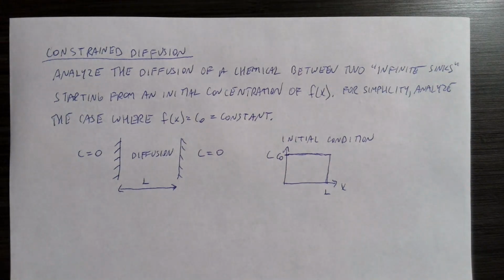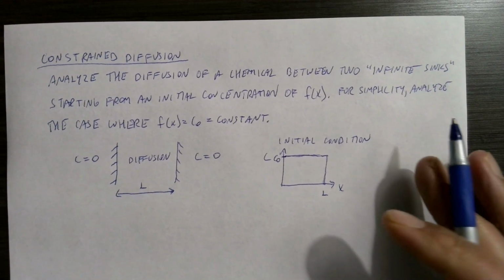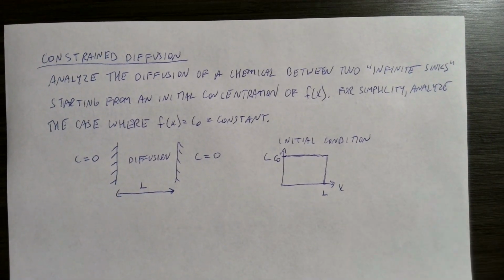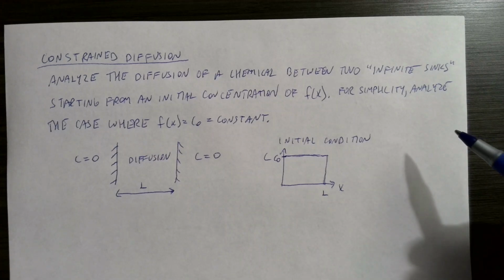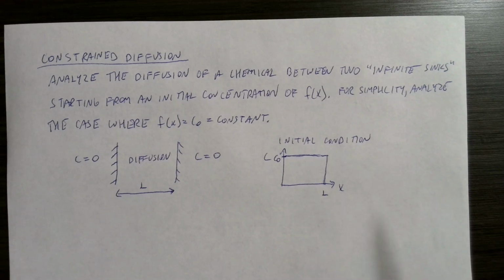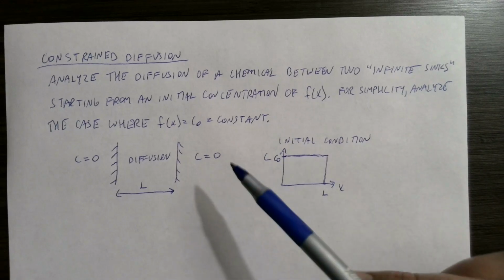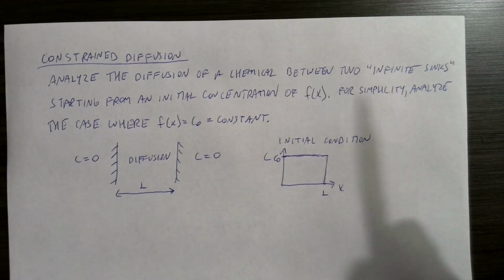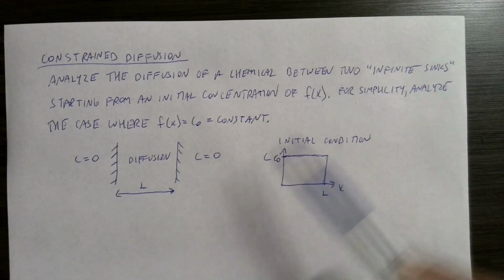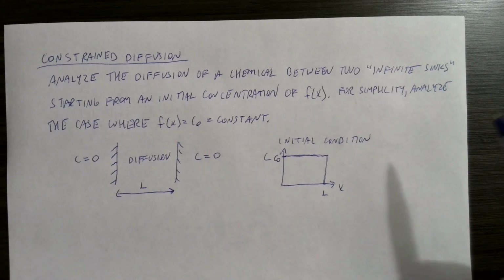Okay, in this video, I want to talk about constrained diffusion. Diffusion is a process where the random movement of molecules causes higher concentrations of some chemicals to move to lower concentration because of their random motion. If you have a lot of them right here and they're randomly moving around and none there, then you'll see a net movement from the higher to the lower concentration.